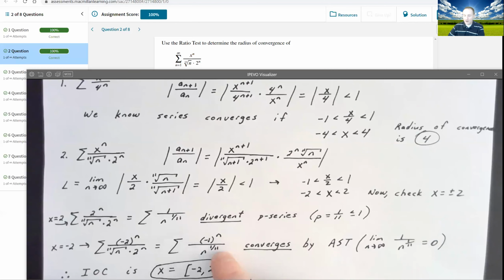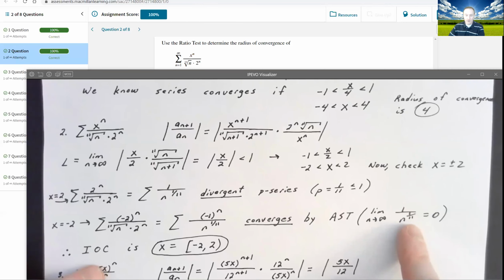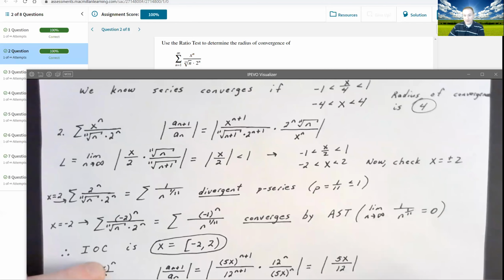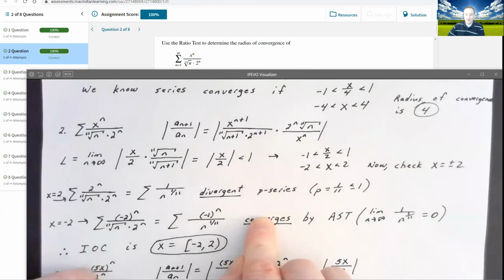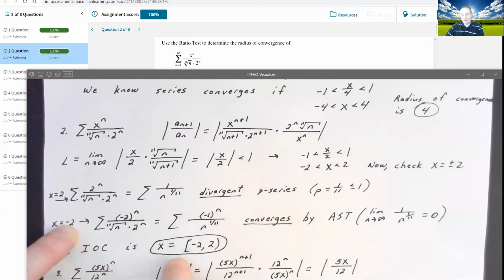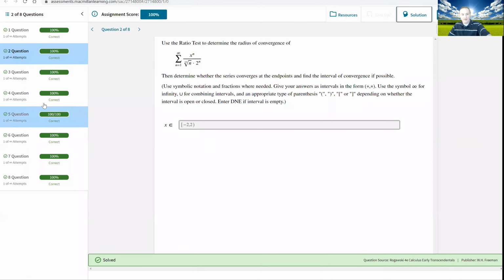And I can say, well, the alternating series test tells me that this series converges if the limit as n approaches infinity of the non-alternating portion goes to 0. Well, it does, because the limit of 1 over n to the 1/11th would be 1 over infinity to the 1/11th power. Yeah, that's going to 0. Since that goes to 0, this series converges when x is negative 2. That means I can include negative 2 in my solution, but I cannot include 2 because at 2 it diverged. So my interval answer is bracket negative 2 to 2, parenthesis, and you'll see that that's exactly what I entered in to Achieve.